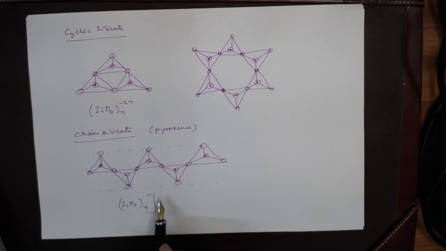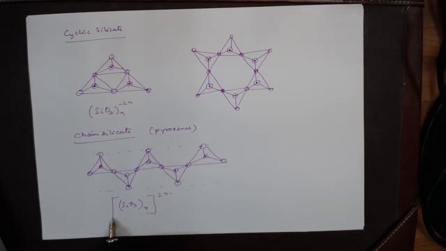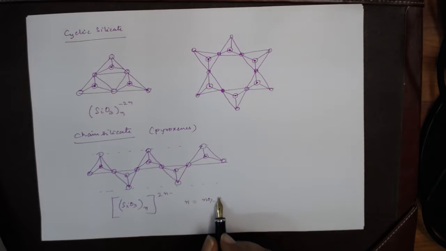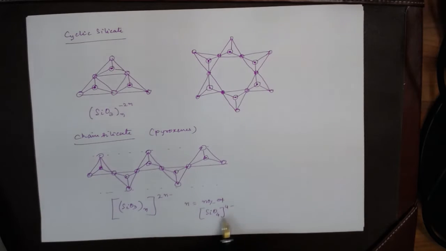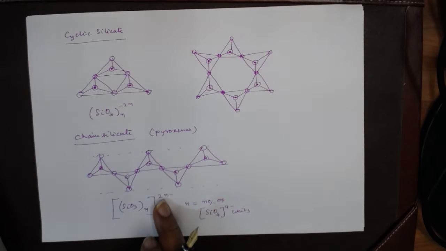If it is n times combined, for every n there is a loss of 1 to n minus, so you have to put 2n minus. So n represents the number of SiO4 4 minus units. Are you able to follow? That is tetrahedral units, silicate tetrahedral units. You have to count 1, 2, 3, 4, 5. So if it is 5, you have to put 10n here. Got it?